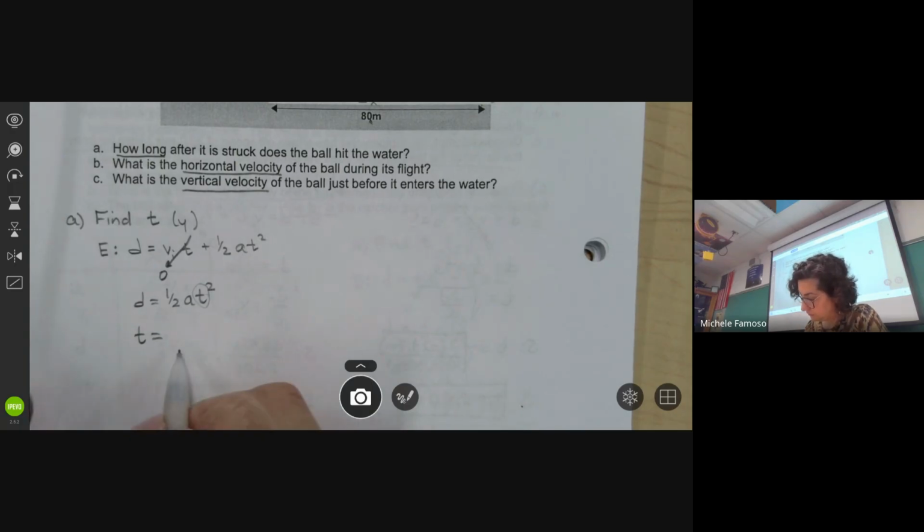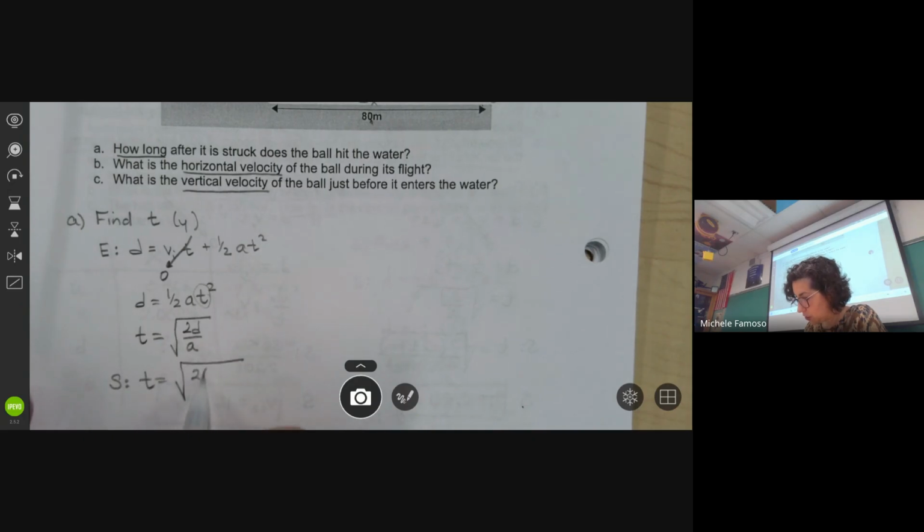T equals the square root of 2D over A. Let's now do our substitution with units. That is the square root of 2 times negative 37 meters over negative 9.81 meters per second squared.